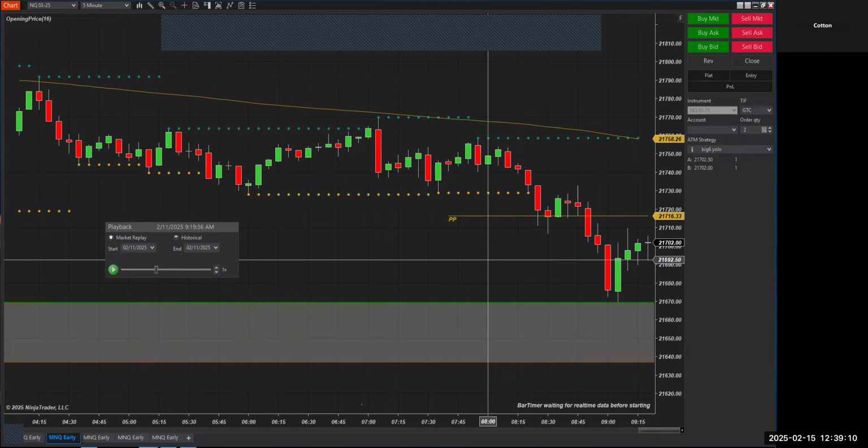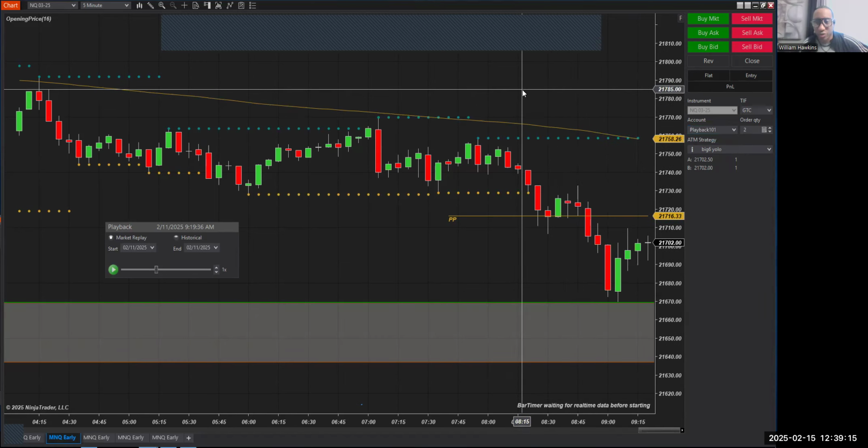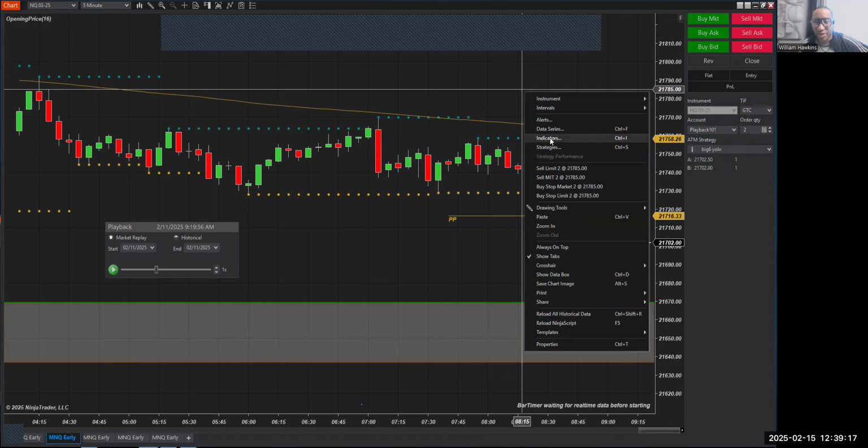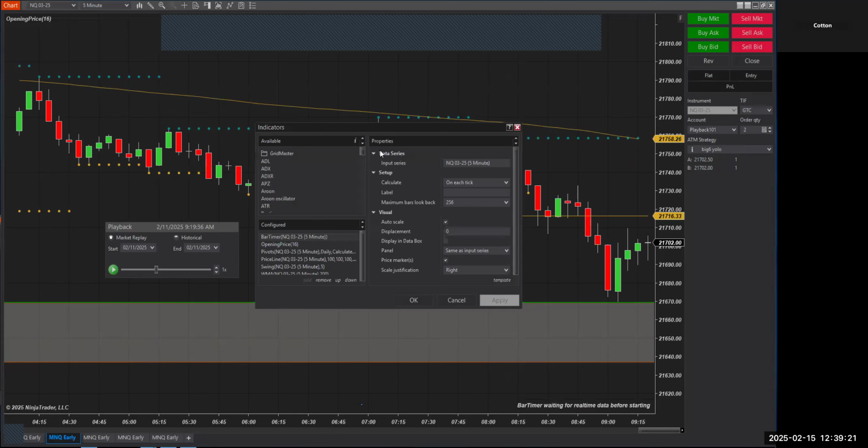And where are all the indicators for NinjaTrader? You can right click on the screen and go to indicator. Okay. It can pull up a whole bunch of them, and they've got a whole bunch of free ones. Okay. I love the free ones.